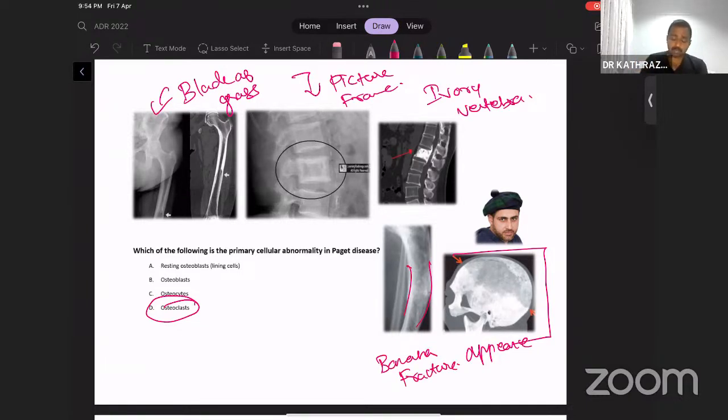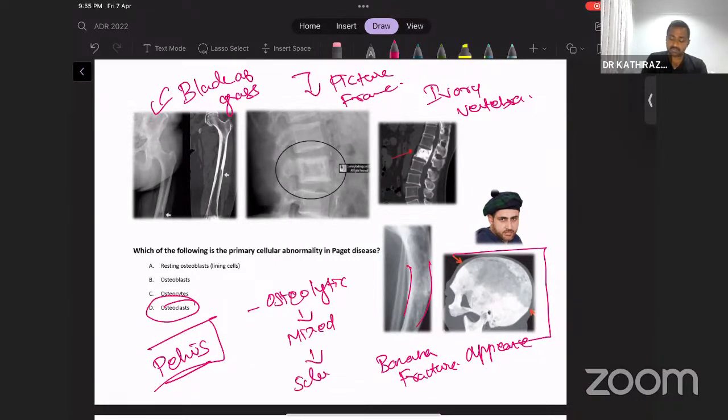And you all know the most common bone is the pelvis. And you all know the 3 stages: osteolytic stage, followed by mixed stage, followed by osteosclerotic stage. And this is happening with a lot more blood flow. So the most common cause of death is cardiovascular arrest. But other problems, it can become a malignancy. You all know all that. My question is, what is this appearance?